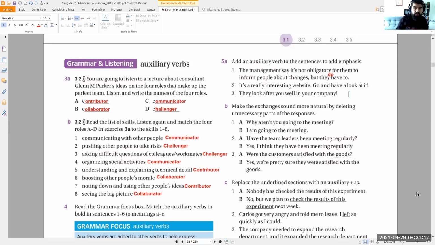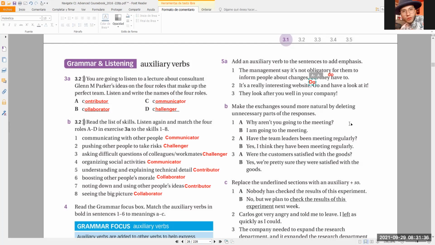The second one. Who can help me with the second one, guys, please? Teacher, that one was confusing. We don't really know how to put the emphasis, but we did it in it's a really interesting website. Do go and have a look at it. That's right, that's exactly how it goes.